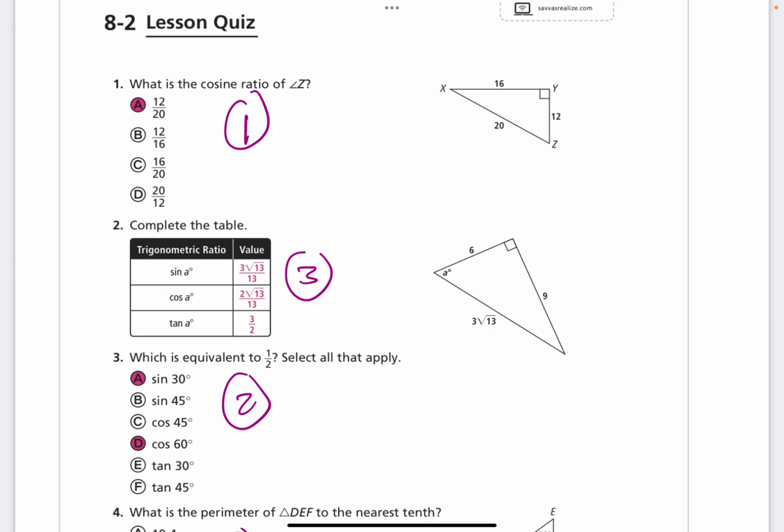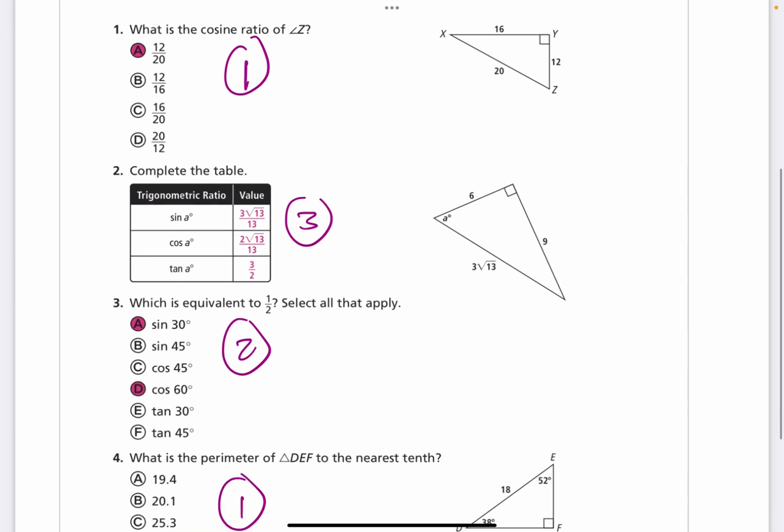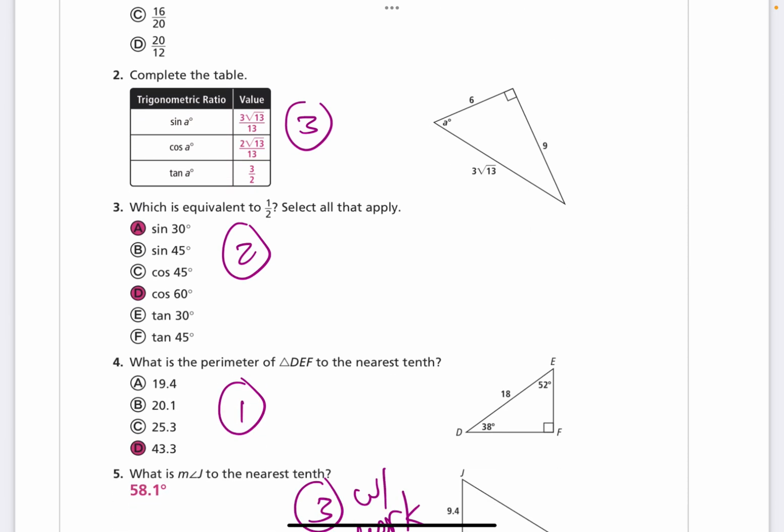She asked, does it count if we put the decimal? It didn't specify, so if your decimal is the same, then yeah. Well, you could have asked. Cosine of A is adjacent over hypotenuse, 6 over 3 root 13, and then tangent is just 9 over 6. All right, number 3. So sine of 30 is a half, cosine of 60, yeah. You forgot to rationalize? Well, it didn't say to do that. I think I'll give you credit.